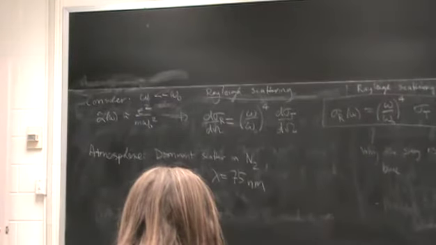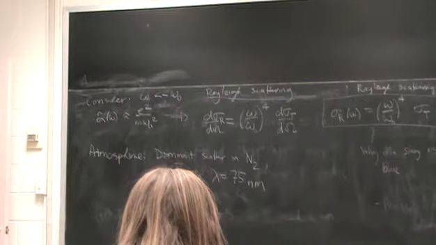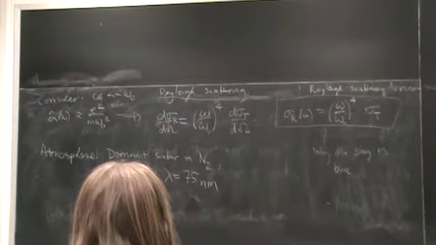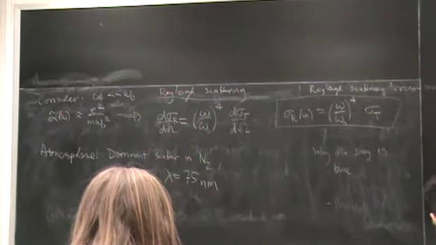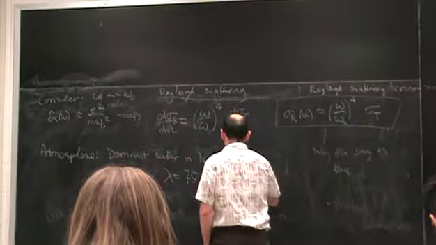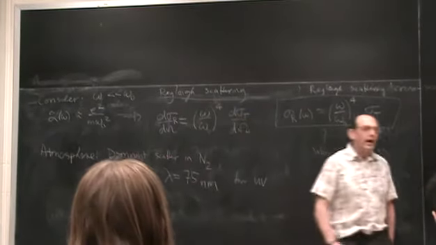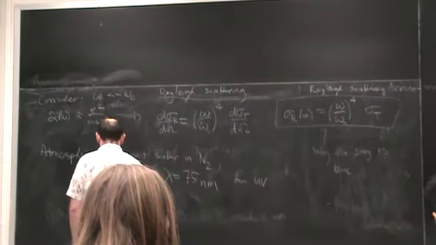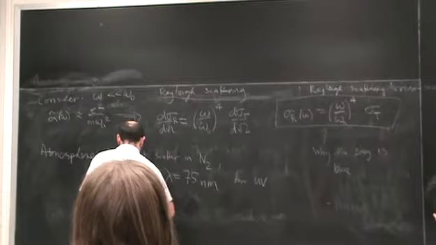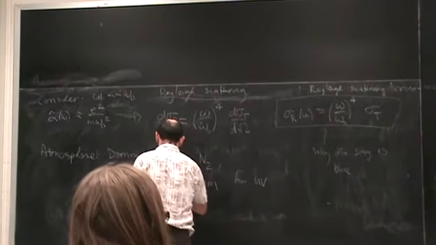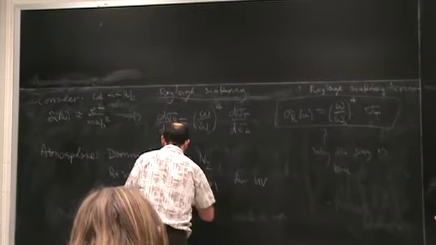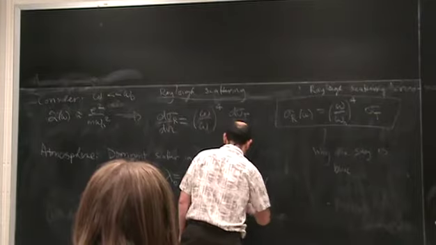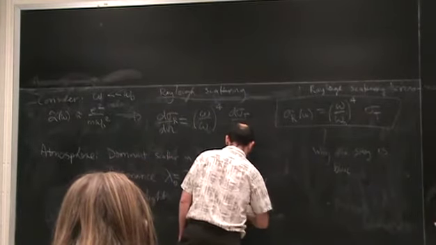What kind of electromagnetic radiation is that at 75 nanometers? X-ray? It's ultraviolet. So this is far UV. If we're talking about visible light, between 400 and say 600 nanometers approximately, this is the resonance wavelength.